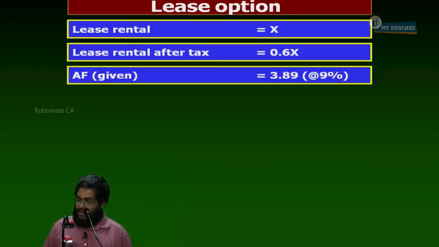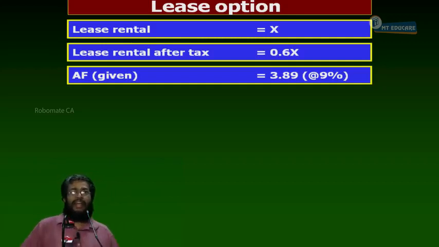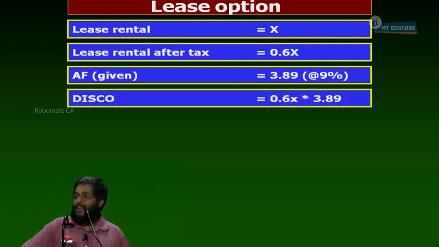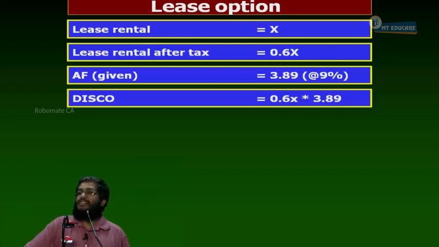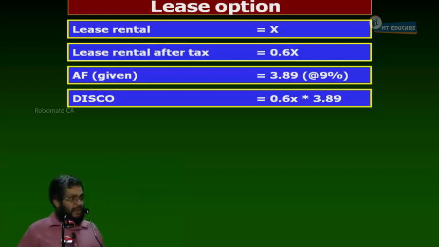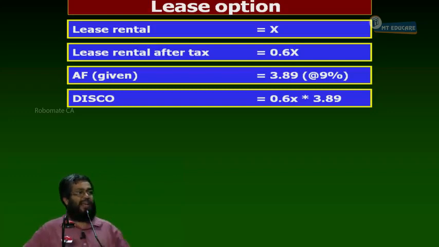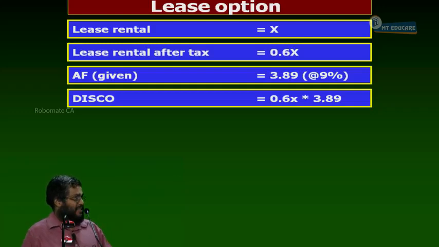3.89. The other way to do it is to add all the 5 years' PVF. That also gives you 3.89. The annuity factor of 5 years is 3.89. Next, discounted lease rental after tax. Discounted LRAT. LRAT means lease rental after tax. Discounted lease rental after tax is equal to 0.66 into 3.89.